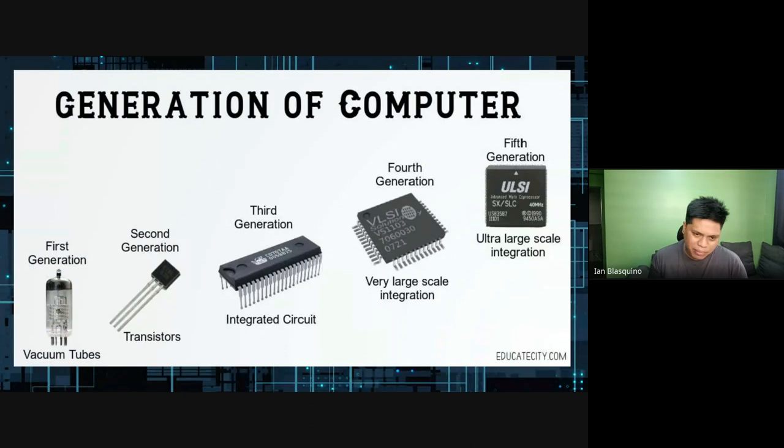When it comes naman sa data input and data storage, yung punch cards and yung magnetic tape pa rin ang ginamit. Kumbaga ang naging development lang dito sa second generation compared sa first generation is nag-iba lang yung technology na ginamit, from vacuum tubes naging transistors. Okay?